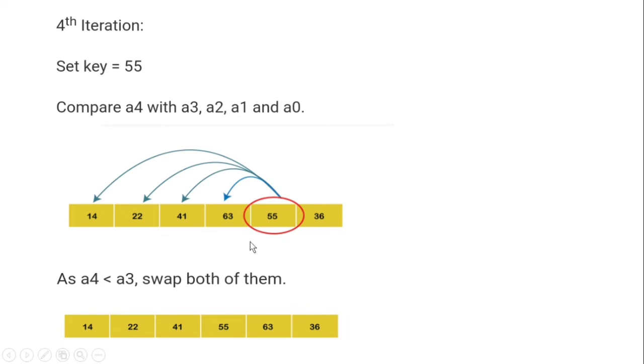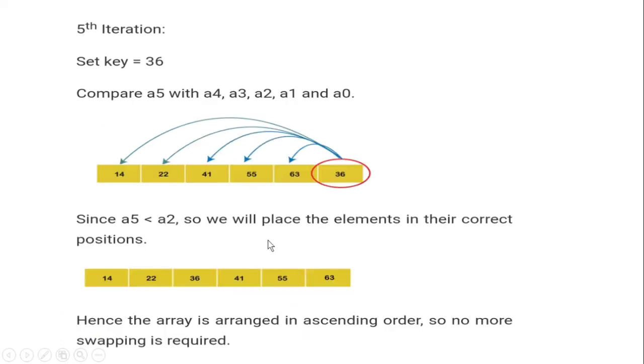Okay, now got it. Next, the fifth iteration, the last element of the array. We set the key 36, and we compare all the elements of the left hand side. Here you can see, compare A5 with A4, A3, A2, A1 and A0. Compare कर रहे हैं हम सभी से.